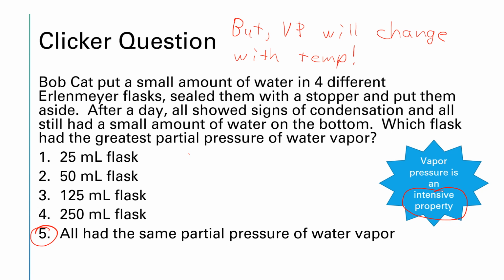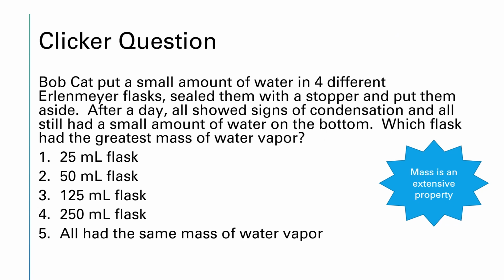All right, let's take a look at one more clicker question. This is almost the same question, except now instead of looking at vapor pressure, we're looking at mass. Which one of these flasks would have the greatest mass of water vapor present? They all have the same vapor pressure, but what we have is 4 different flasks ranging from little at 25 mL up to great big, 10 times bigger at 250 mL.